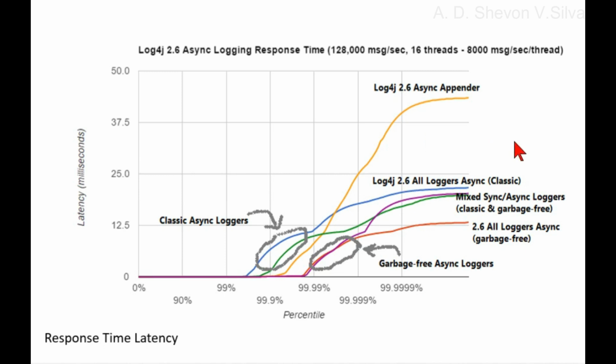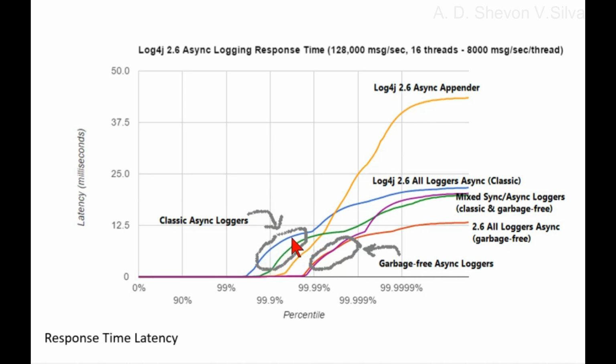The graph below zooms in on the Log4j 2 results for the same test. We see that the worst case response time is highest for the array blocking queue based async appender. Garbage free async loggers have the best response time behavior. Here you can see classic async loggers, and here garbage free async loggers.